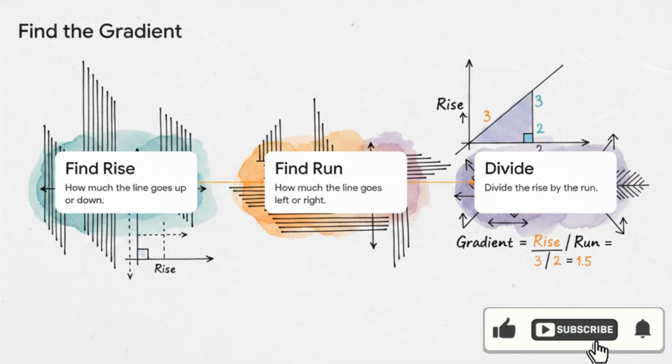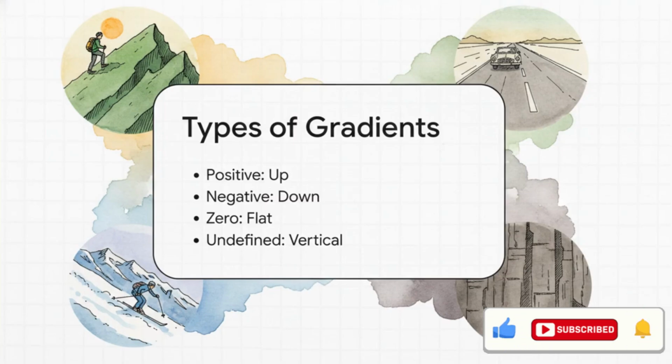Step 1, find the rise, which is just how much the line goes up or down between 2 points. Step 2, find the run, which is how much the line goes across, left or right, between those exact same 2 points. Step 3, divide the rise by the run. That's it. If your line goes up 3 units and across 2 units, your gradient is simply 3 divided by 2. So 1.5.